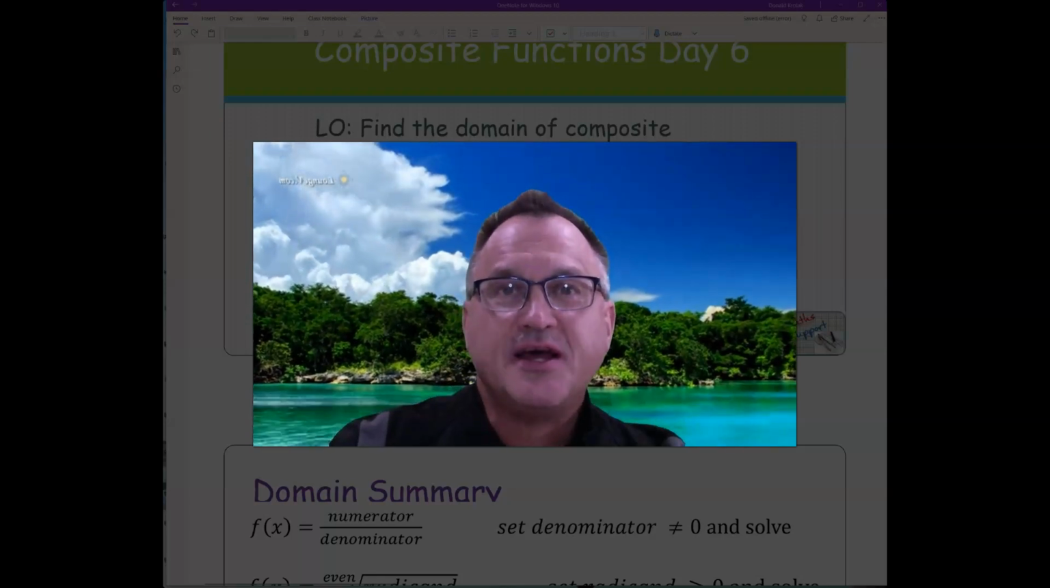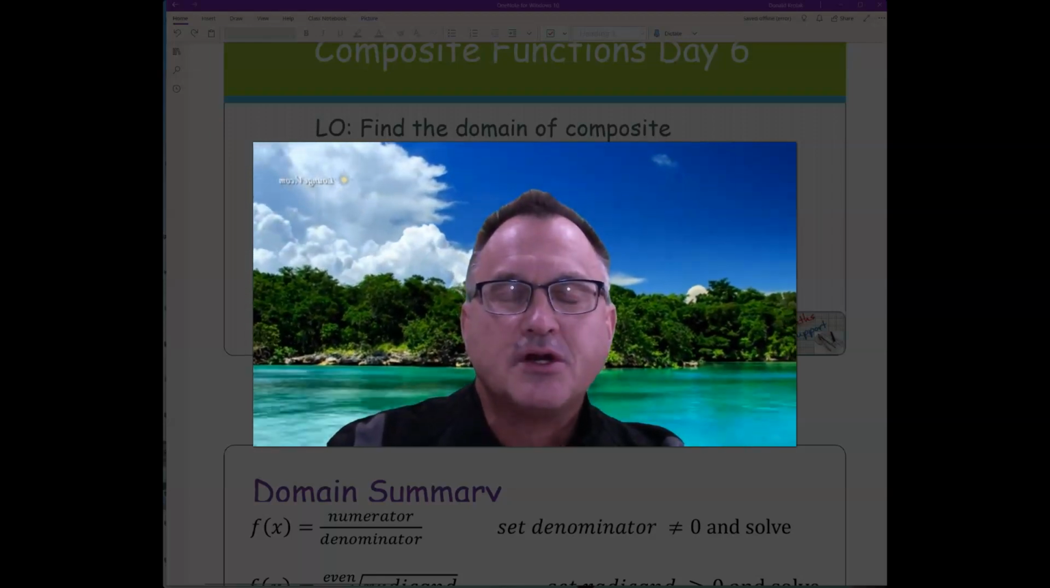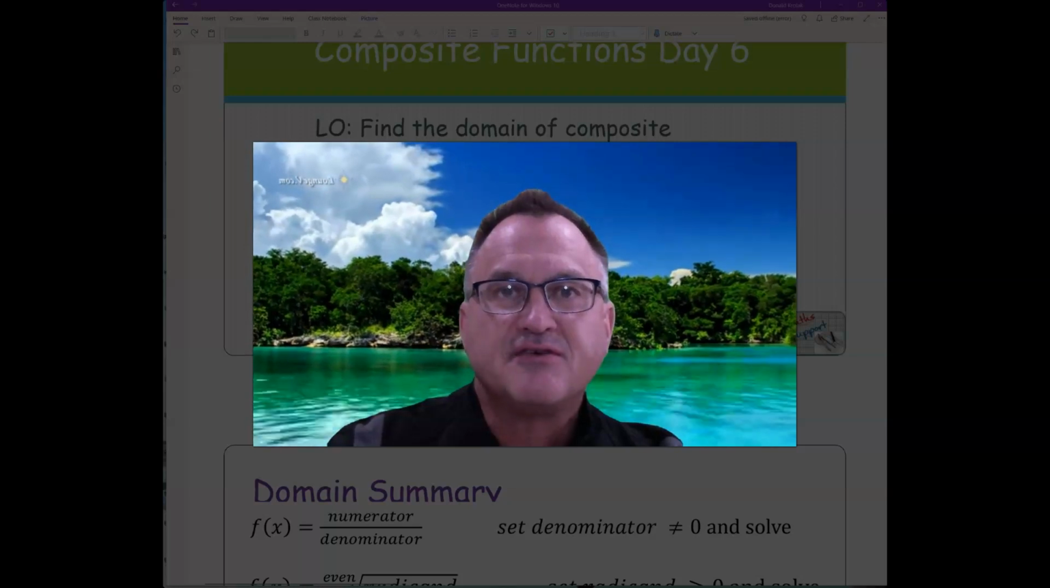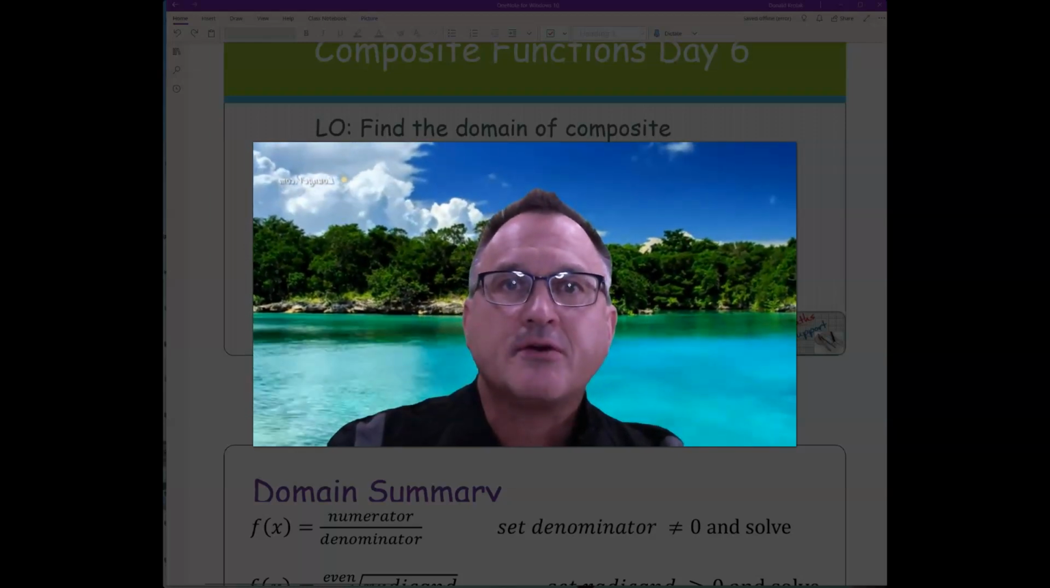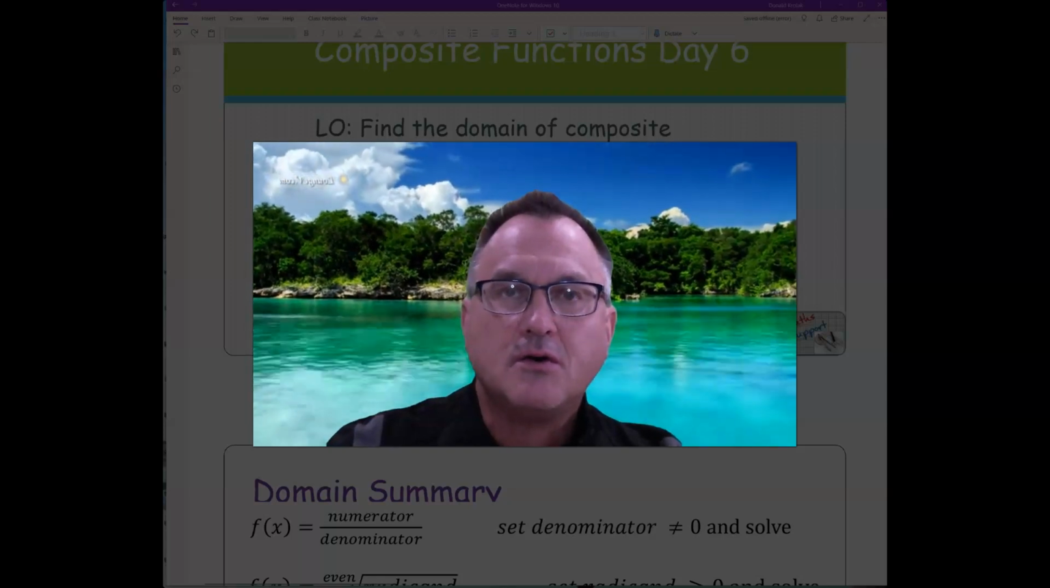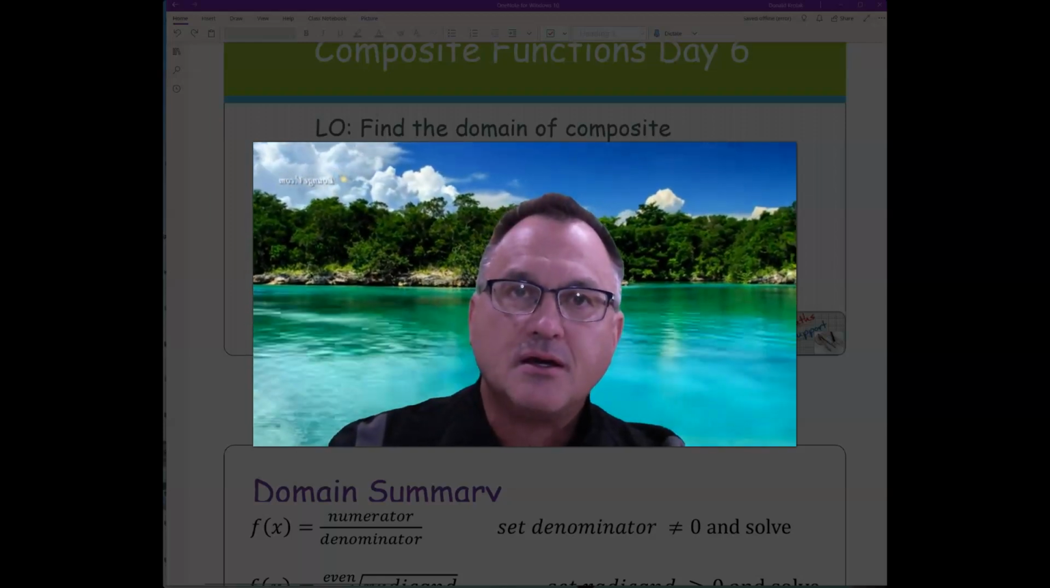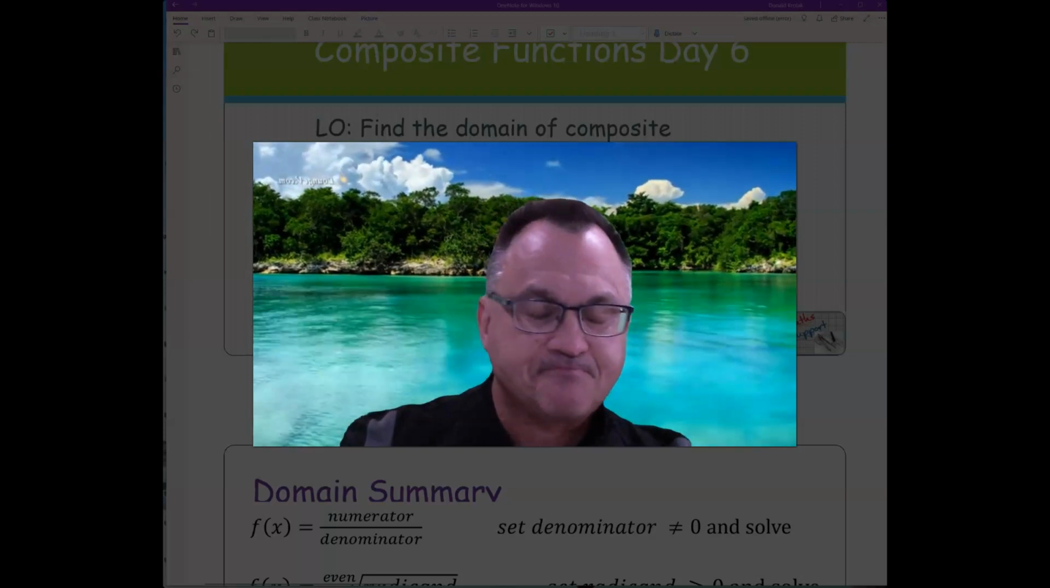Welcome, it's Tuesday, August 18th, and today we're going to do the domains of composite functions. The past few lessons have been laying the prerequisite work that you needed to know in order to do the domain of composites.